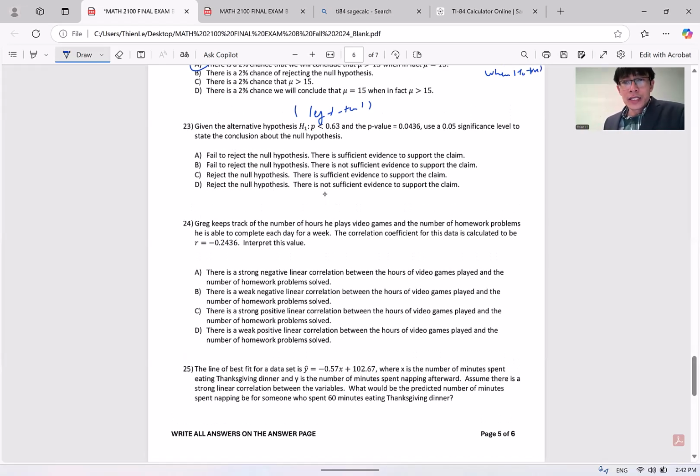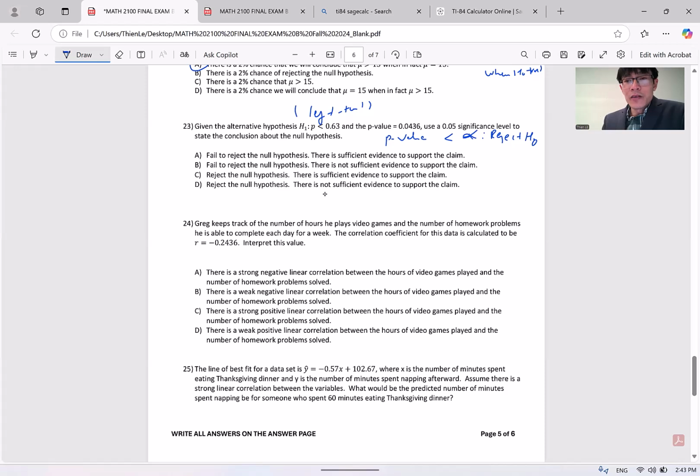The P value is 0.0436. Use the 0.05 significant level to state a conclusion about the null hypothesis, okay? So with the P value method, for either test, we don't care much about left tail and right tail. We just look at the P value. If it is less than alpha, you reject H naught. So this is the beauty of the P value, right?